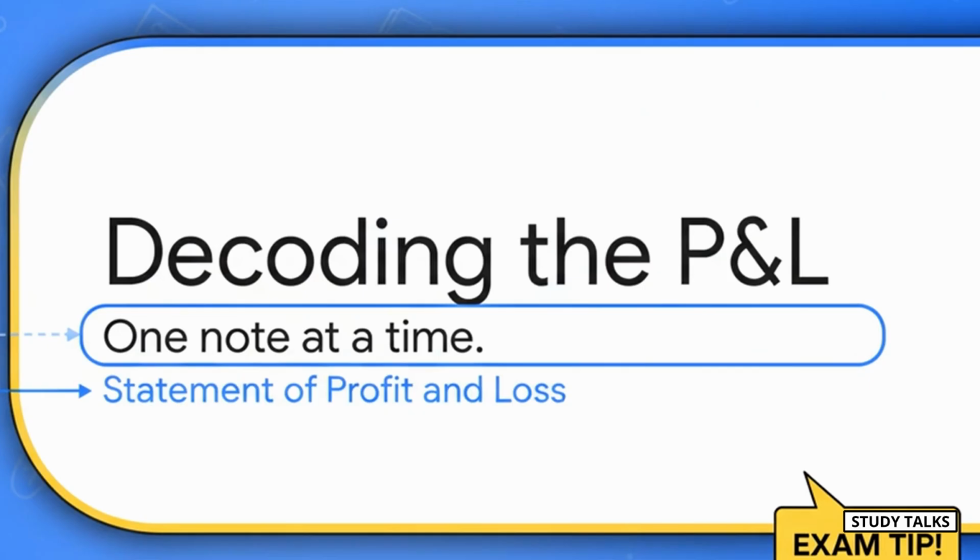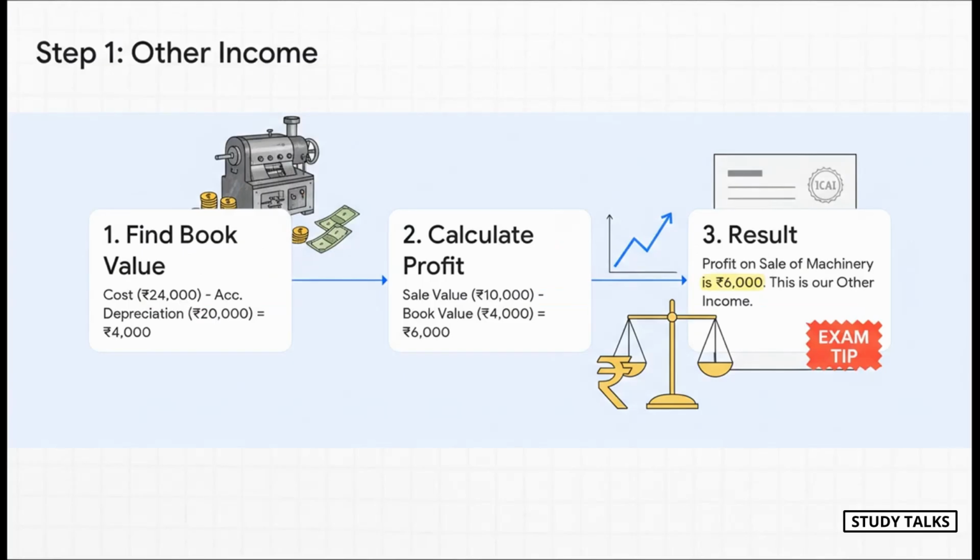First up, the statement of profit and loss. The secret here is to be methodical. You follow the Schedule 3 format, and you build it by preparing your notes to accounts first. So let's go one note at a time. So that's suspense account. Let's crack it open.